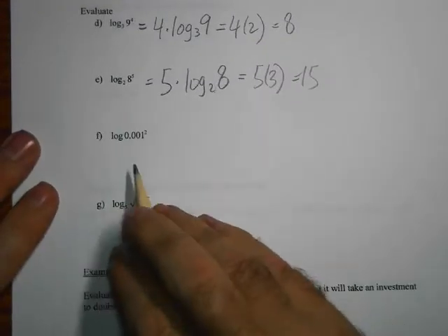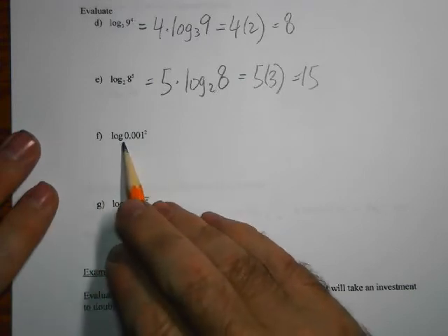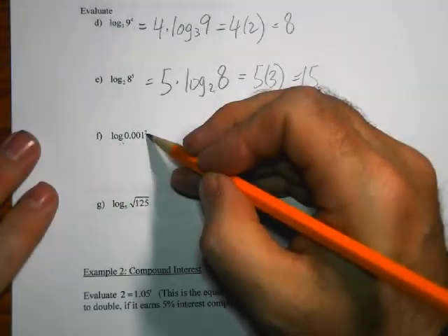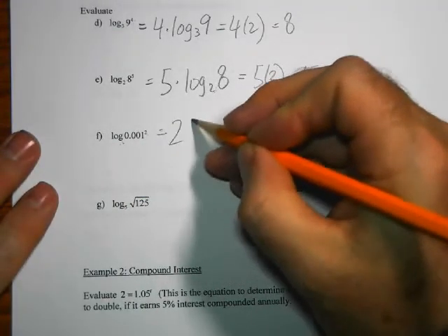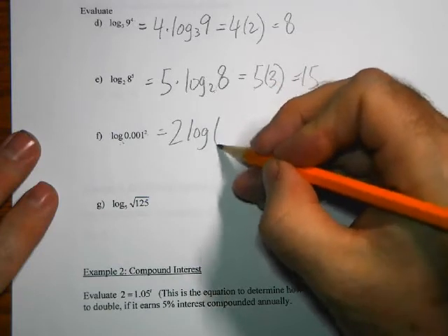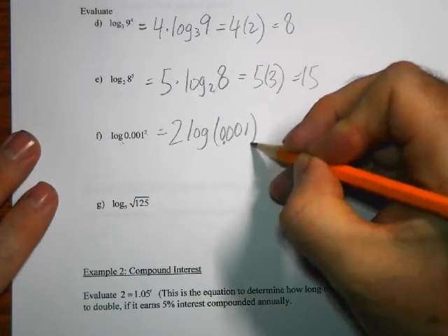Okay, now you can see there's no base there. So it does mean base 10. We have the exponent 2 here. So I'll put that right out front. 2 log, and then my 0.001.